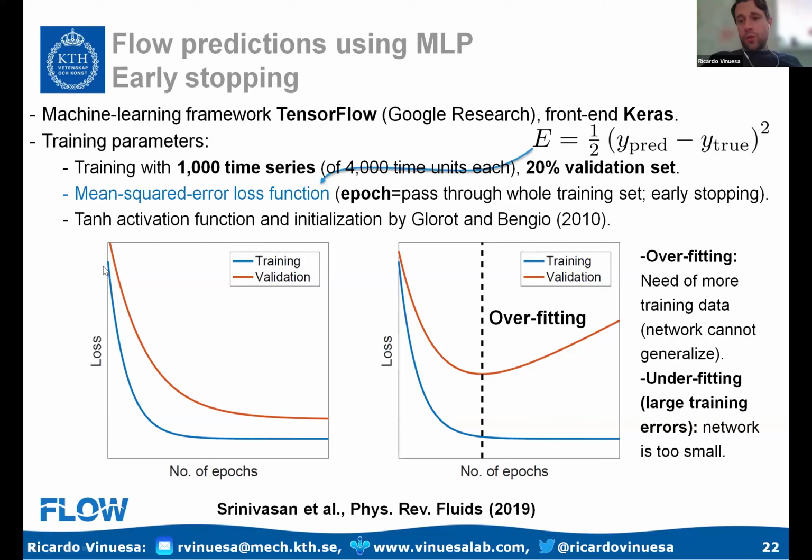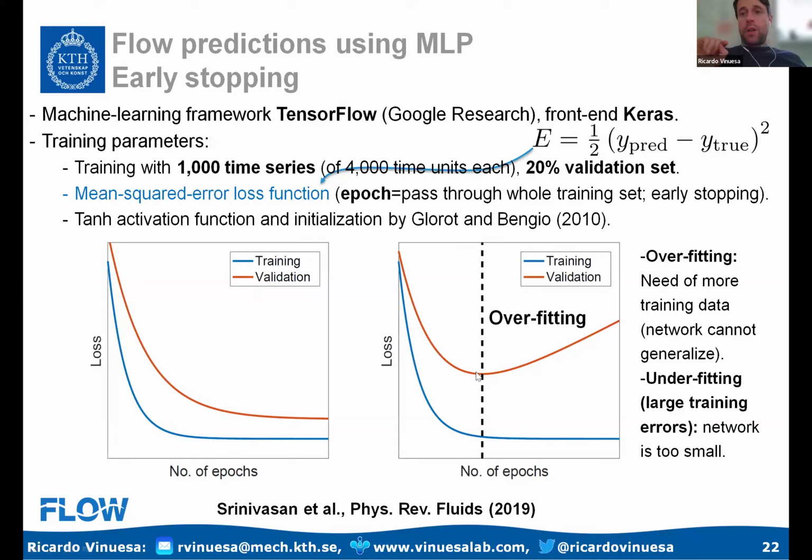Well, that means usually that you have a network that is too big for the problem that you are trying to solve. So either you increase the amount of data or you reduce the size of the network. Another possibility, if you're happy with the error level in the dip of the curve, you can stop training there and do early stopping. That's also a possibility.